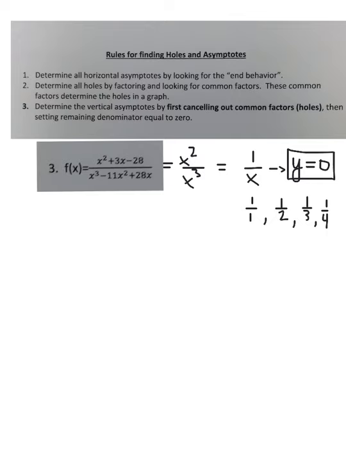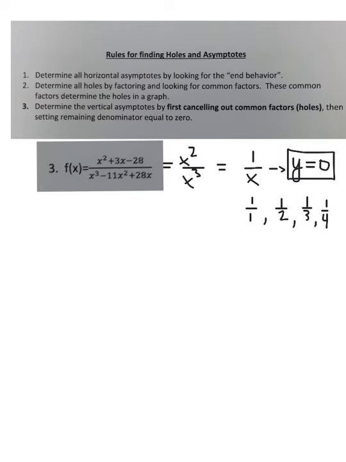So I'm just going to kind of reiterate that. Again, real quick, if we have a larger power in the denominator than we do in the numerator, our asymptote will always be y equals 0. And the reason being is these values get lower and lower and closer to 0. Okay? All right, now let's look at part number 2.